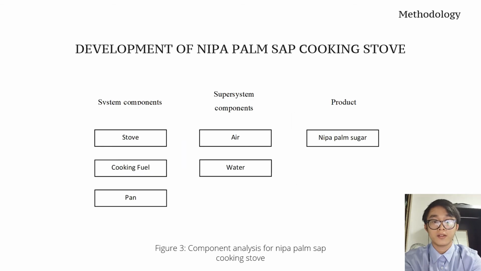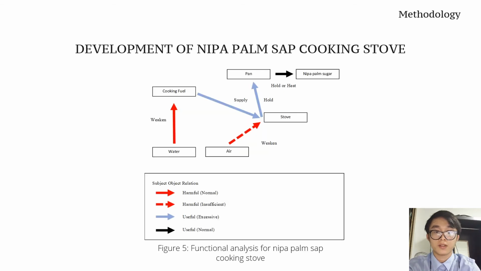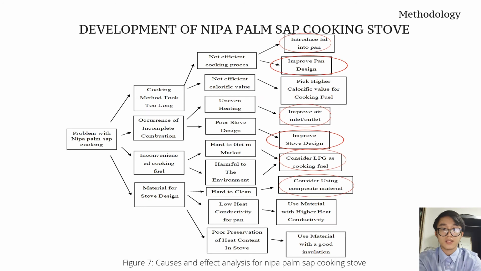This slide will show the component analysis for NIPA pump set cooking stove. This slide shows figure 4, interactional analysis for NIPA pump set cooking stove. Figure 5 shows the functional analysis for NIPA pump set cooking stove. This is figure 7, which is cause and effect analysis for NIPA pump set cooking stove.